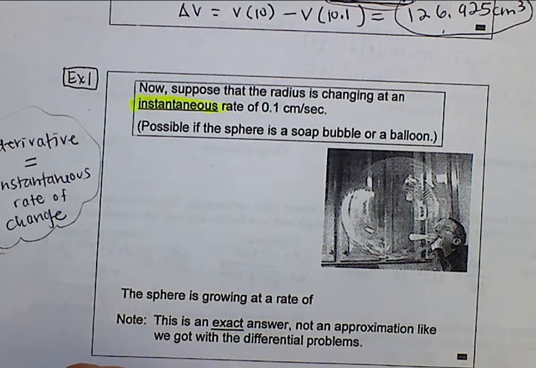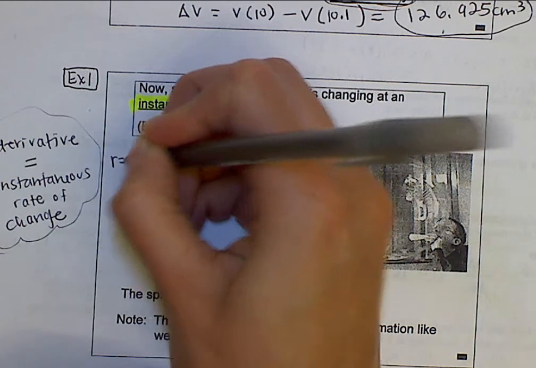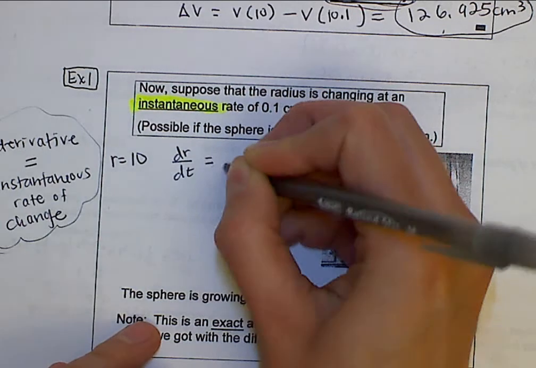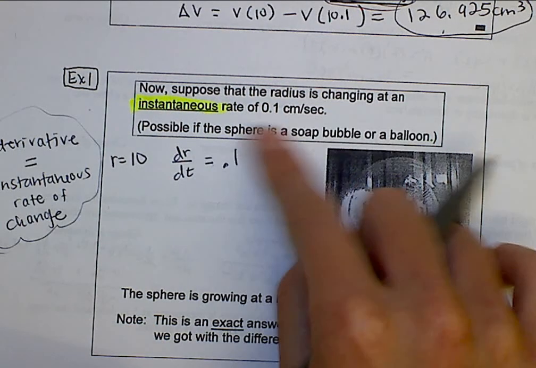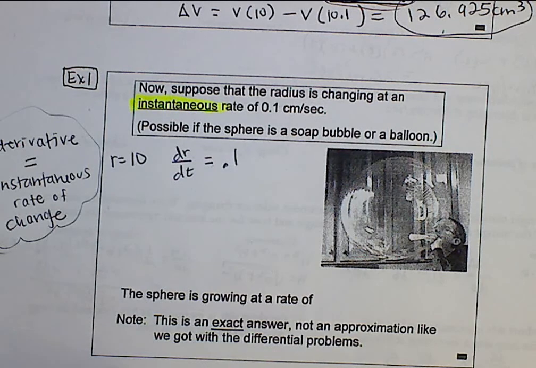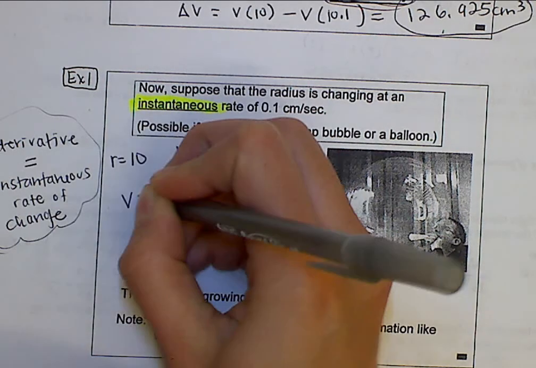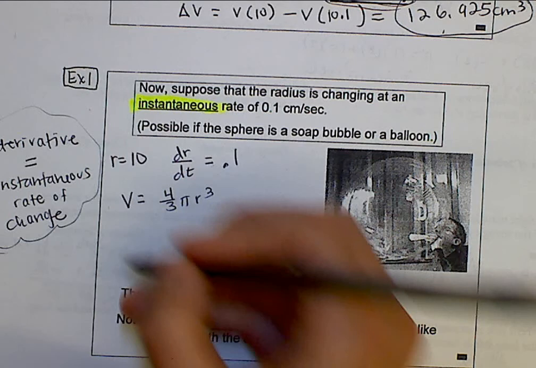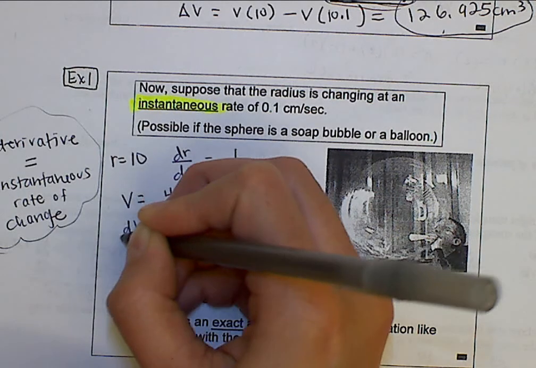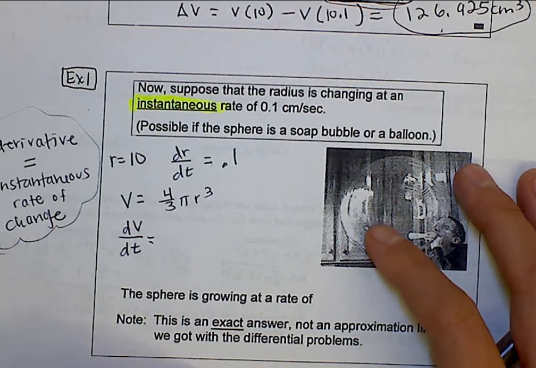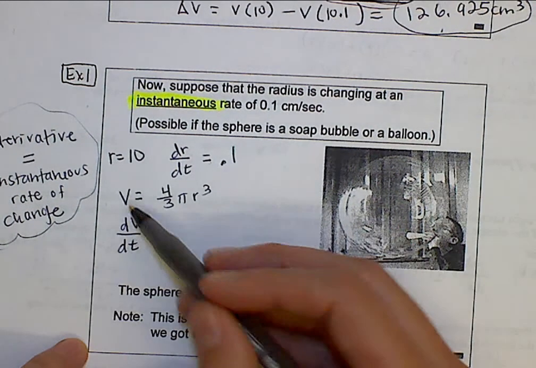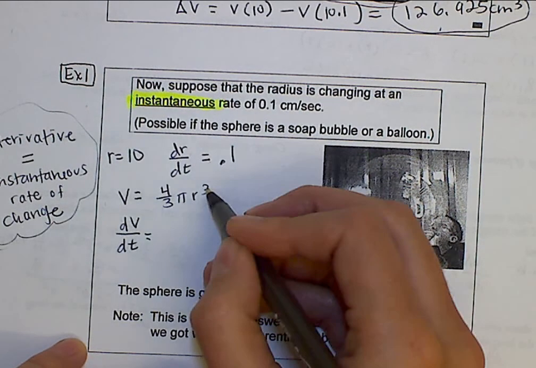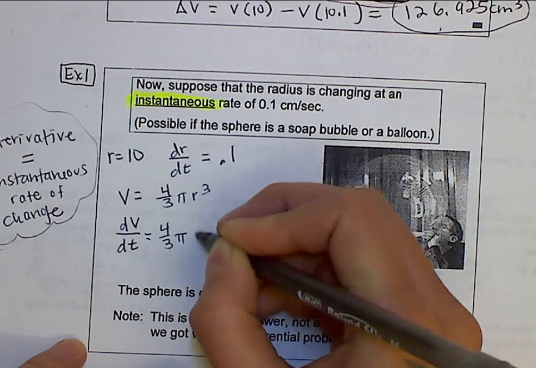So let's just write down everything we know. We know that the radius equals 10, and the change in the radius, dr/dt, is 0.1. It's the instantaneous change of the radius. We still know our volume equation is 4/3 pi r cubed, but we can find the instantaneous change in volume by calculating dV/dt. The derivative here, dV/dt, take the derivative on this side, would be 4/3 pi times 3r squared.